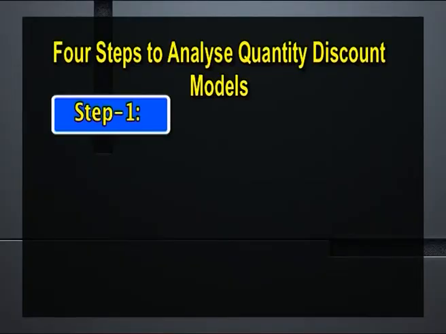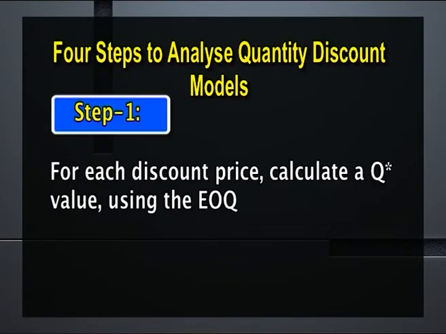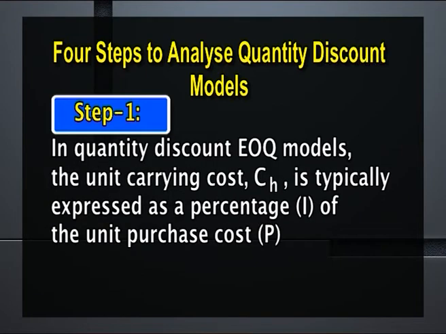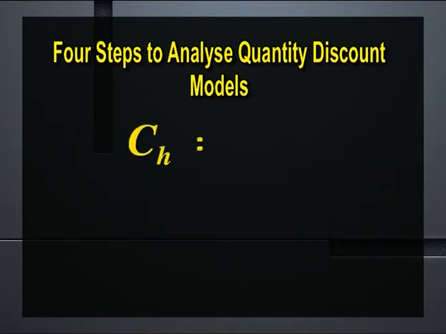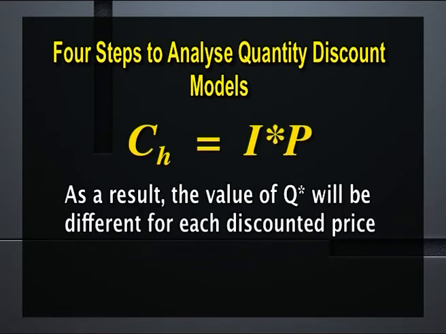Four steps to analyze quantity discount models. Let us now discuss the 4 steps to analyze quantity discount models. Step 1. For each discount price, calculate a Q star value using the EOQ. In quantity discount EOQ models, the unit carrying cost, that is CH, is typically expressed as a percentage I of the unit purchase cost P. That is, CH is equal to I into P. As a result, the value of Q star will be different for each discounted price.